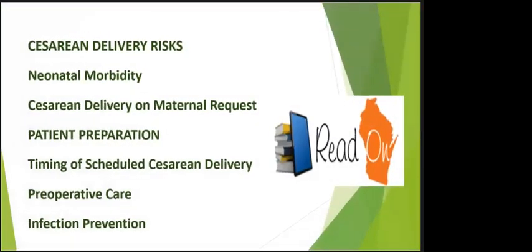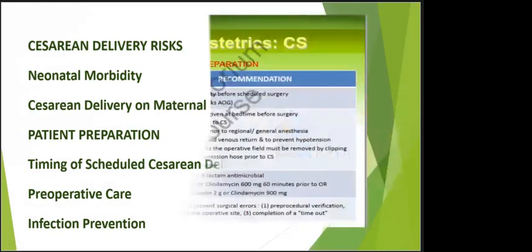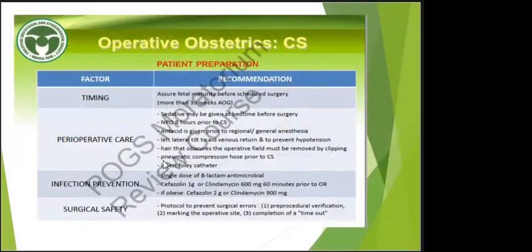So we have to consider that cesarean delivery imposes risk. Okay, so when is the timing of cesarean section? You should be sure that you have a mature fetus. Based on the last normal menstrual period, based on an early ultrasound, based on the recent ultrasound, you have to establish fetal maturity first. Perioperative care.